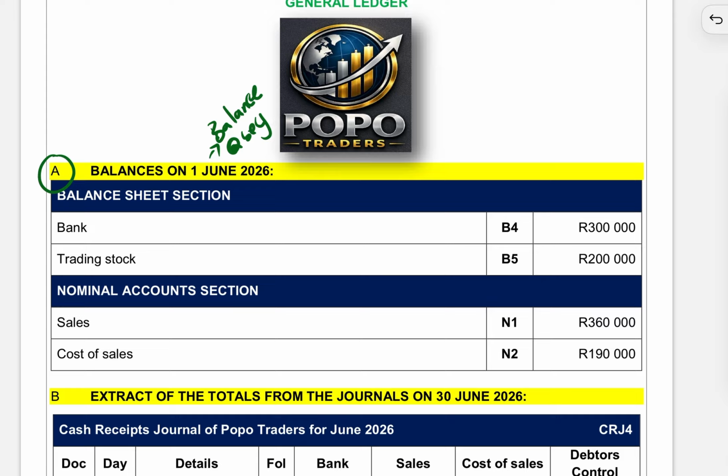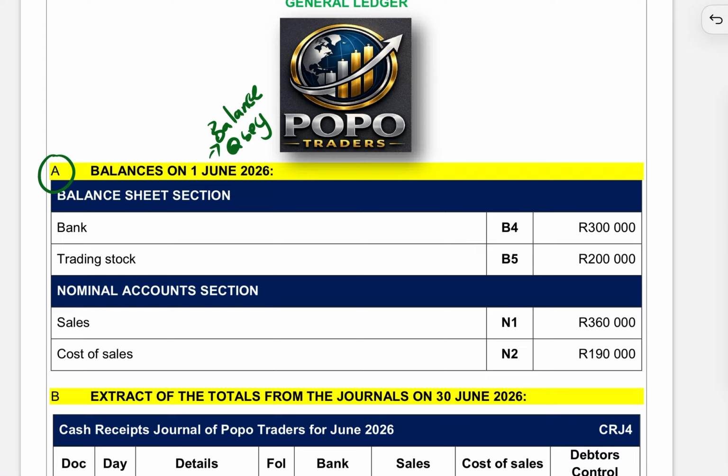Remember, balance sheet accounts consist of assets, owner's equity, as well as liability accounts. And then nominal accounts only consist of incomes as well as expenses. So you won't find expenses under balance sheet accounts, and the same is true the other way around: you won't find balance sheet accounts under nominal accounts. Under balance sheet accounts, we have bank and trading stock. What this means is that on the 1st of June there was 300,000 sitting in the bank account. And then on the same day, on the 1st of June 2026, the business had 200,000 worth of trading stock.